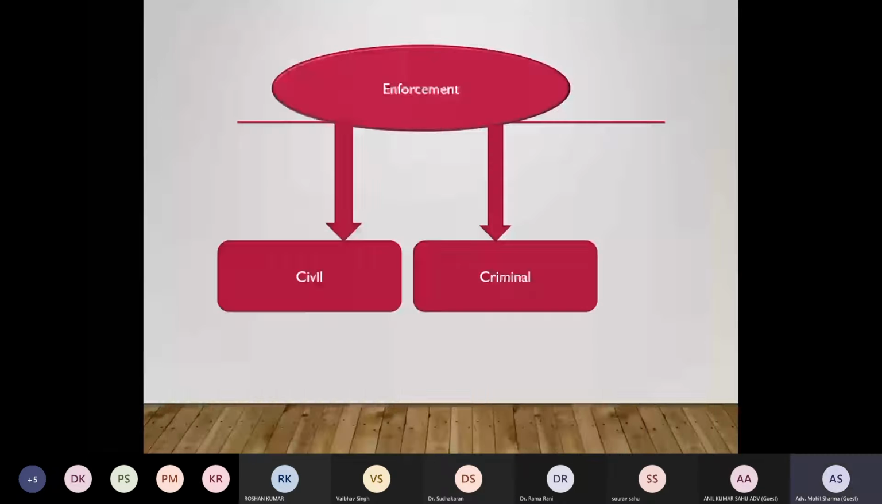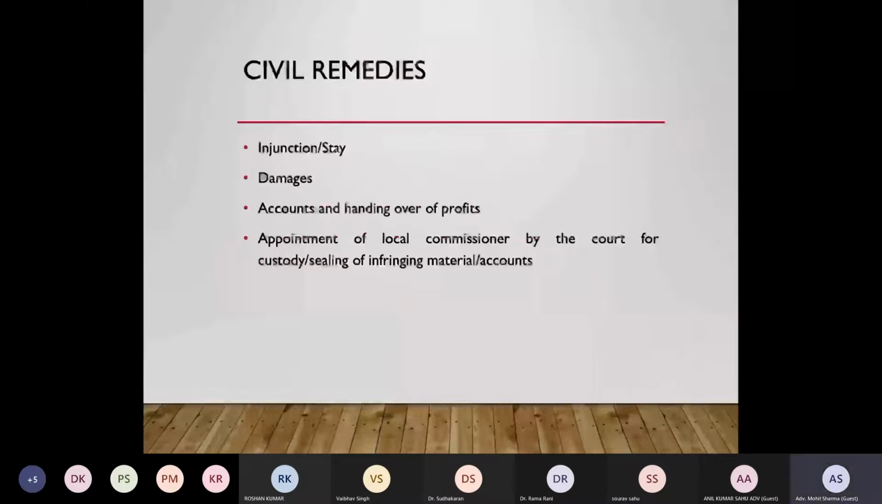So enforcement, here you can see the enforcement in civil and criminal. There are two types of enforcement available to us, one civil and one criminal. In civil remedies, as I also told you, we can get an injunction, stay, damages, accounts and handing over of profits, and appointment of local commissioners. So what can we do in civil remedies? In civil remedies, we can file an infringement suit and get an injunction from the court, for which a specific provision is given in Order 39 Rules 1 and 2 of the CPC Act. We can also seek damages, accounts and the rendition of profits.